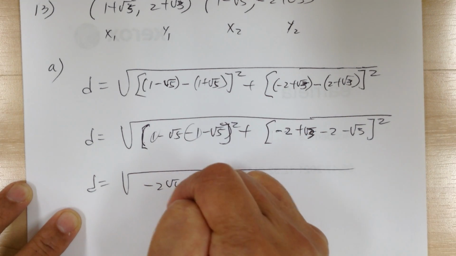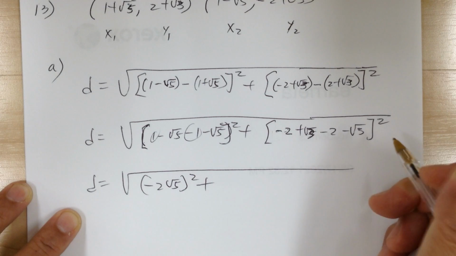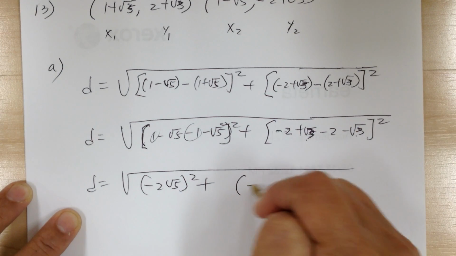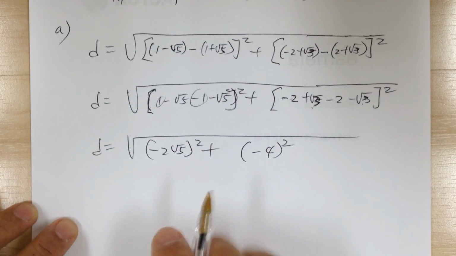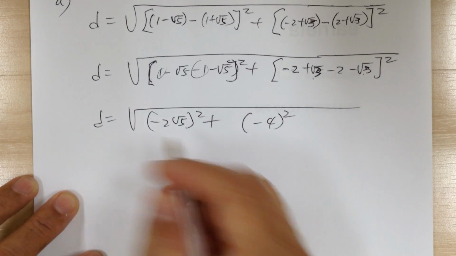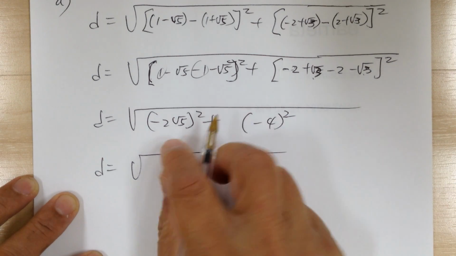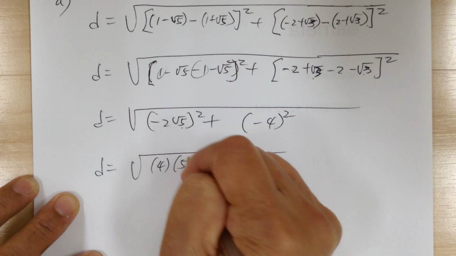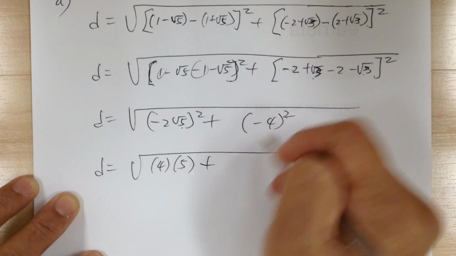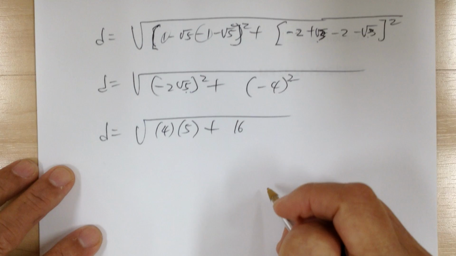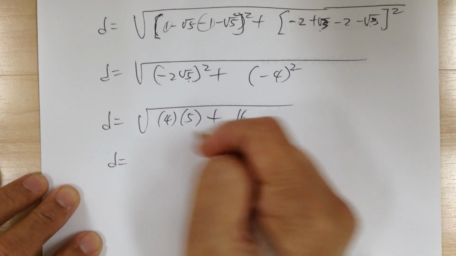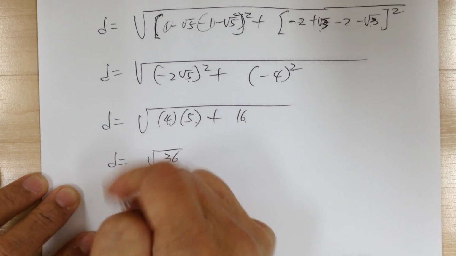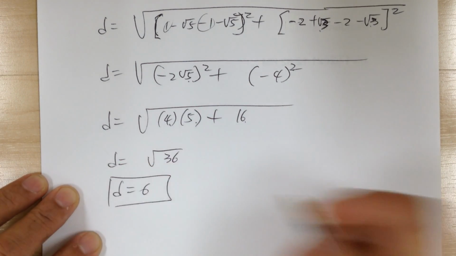Okay, so continue. This will cancel out, so you're going to get negative 2 squared, square root of 5 squared, plus, this will cancel out, so you're going to get negative 4 squared. So again, when it gets complicated, you've got to do it step by step. Now when you square, negative 2 squared gives you 4, square root of 5 squared gives you 5, and negative 4 squared gives you 16. So 4 times 5 is 20, plus 16 is 36. So D equals 6. So it's not too bad.